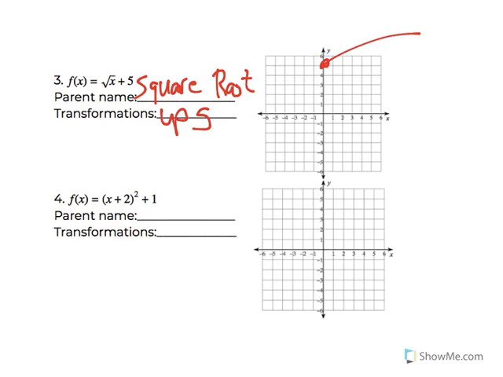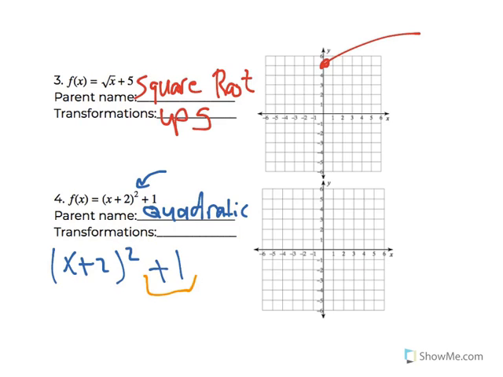And then number 4, because it has x squared, that means it's a quadratic. Looking at the equation, this is going to tell us to go up 1, and this is going to tell us to go to the left 2. So from the origin, I'm going to go up 1, and then I'm going to go left 2. And then a quadratic is a U shape, so I'm going to make my U shape going through that point. So that's just a quick review of all the different parent functions that we talked about.